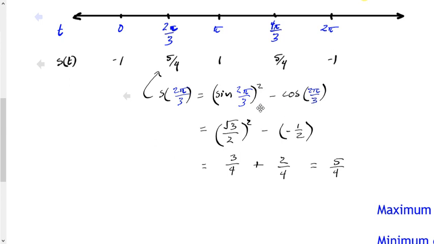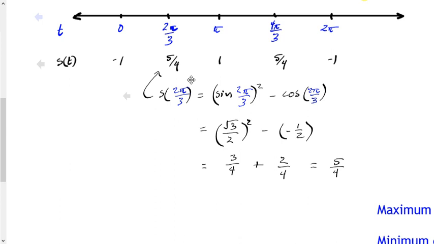And then again, using the unit circle or special triangles, the sine of 2 pi by 3 is going to be root 3 over 2. That's going to be squared to give me 3/4. And then the cosine of 2 pi by 3 will be a negative 1/2. Subtracting the negative makes it addition, get a common denominator, add the numerators together. There's my y coordinate that corresponds to my t value. So this 5/4 is my position at a time of 2 pi by 3.